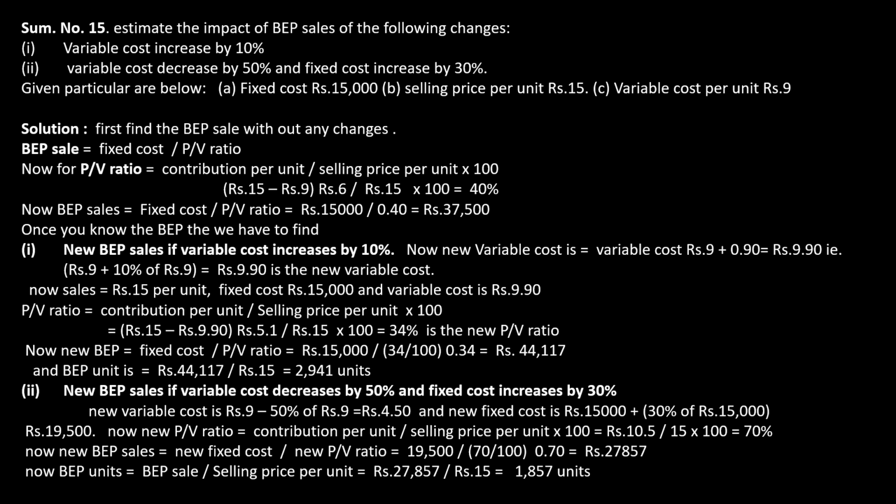Increase by 10%. When I increase 9 rupees by 10%, it will give me 9 rupees 90 paise. Okay. My new variable cost will be 9 rupees 90 paise.